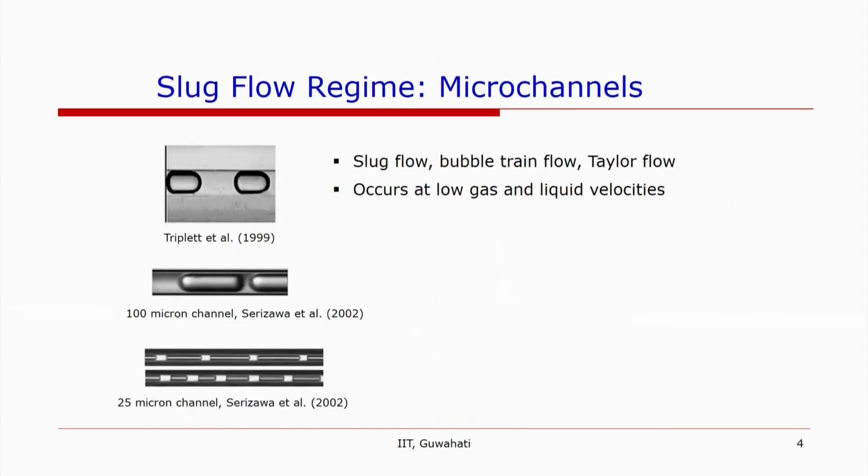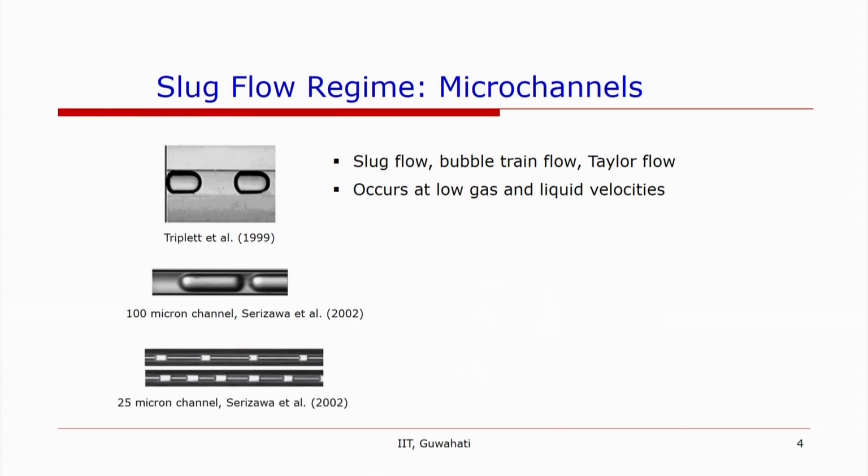Okay. So, the next flow regime is slug flow regime that occurs at low gas and liquid velocities. The bubbly flow regime might occur at higher gas velocities and at higher liquid velocities and low gas velocities.